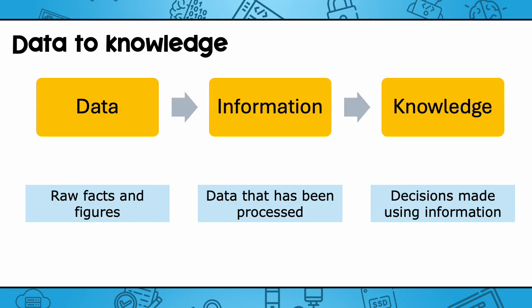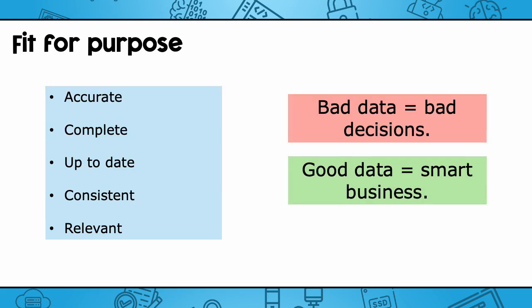So raw facts and figures is data, information is the data that has been processed, and then knowledge is what we derive from the information that we've been given. So we're making decisions. It's knowledge in action, for want of a better word.